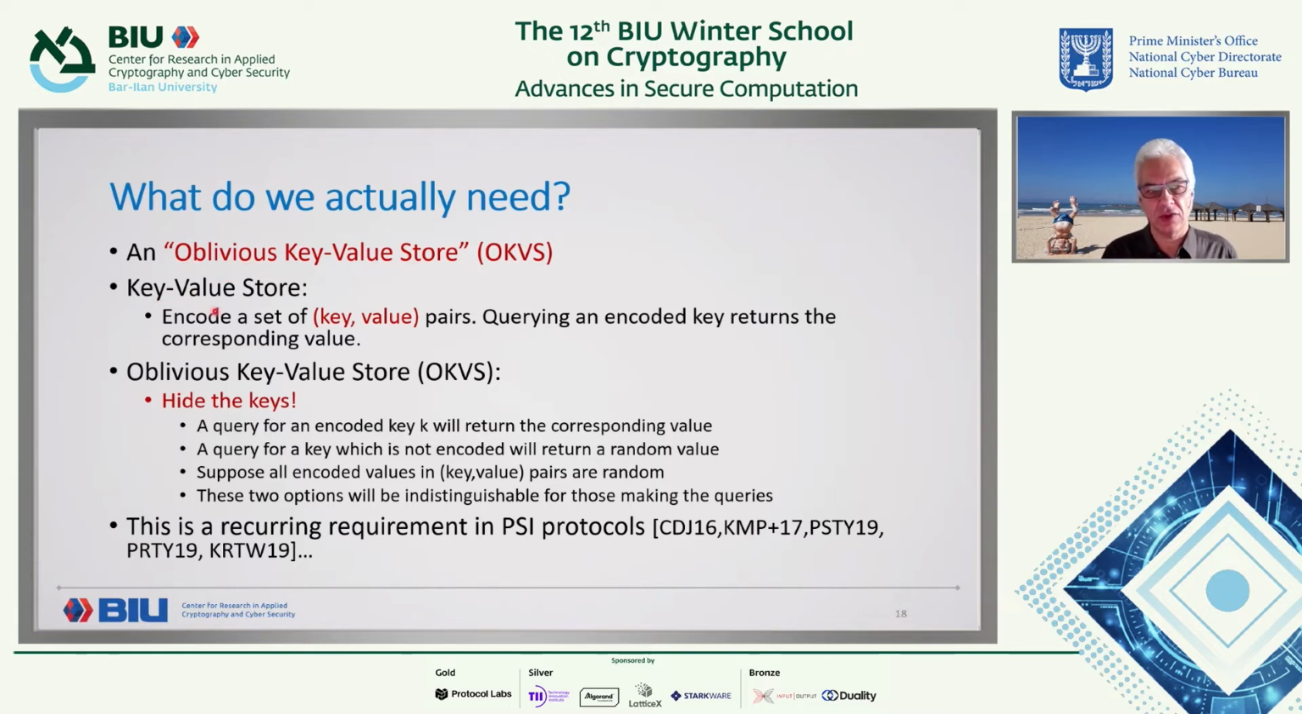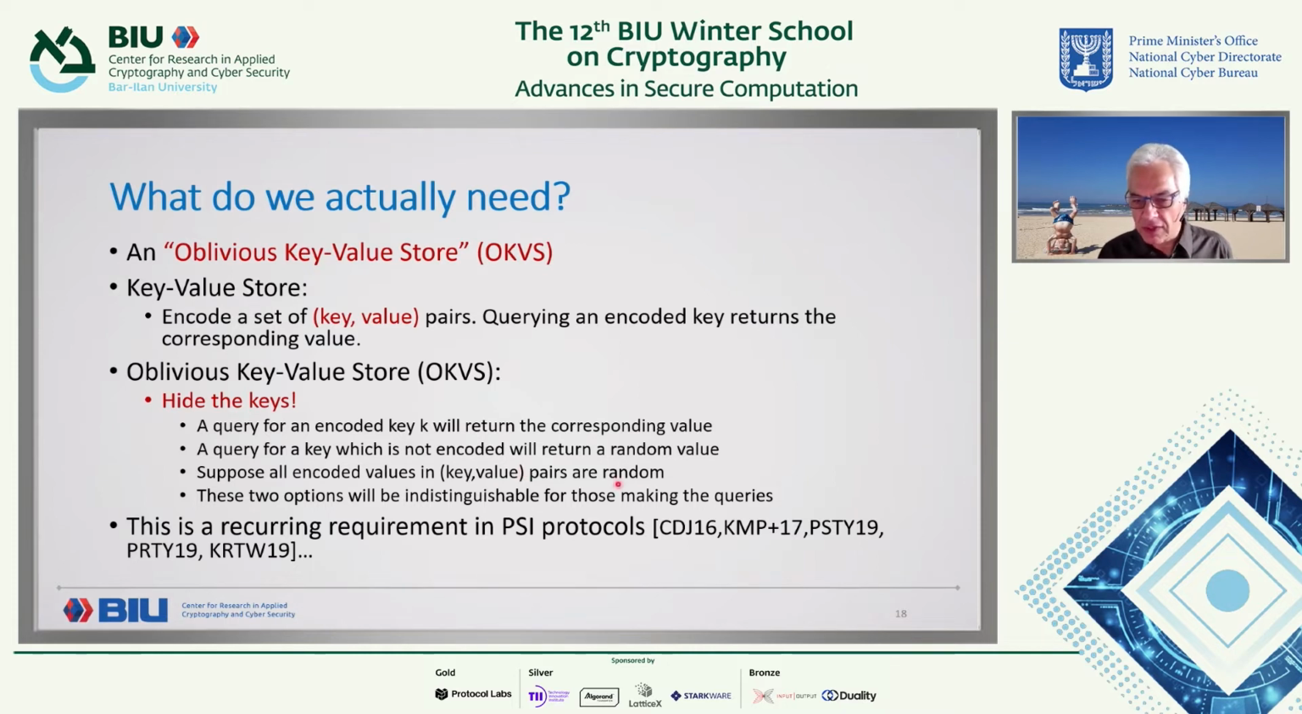What's a key value store? It's not something from cryptography. It's a database that lets you encode a set of keys and values, and then when you query with the key, you get the corresponding value. What's an Oblivious key value store, which we call OKVS? It's something that we define, where you hide the key. A query for an encoded key will return the corresponding value, and a query for a key which is not encoded will return a random value. And if the encoded values for the keys are random, then whoever does the queries cannot distinguish between them.